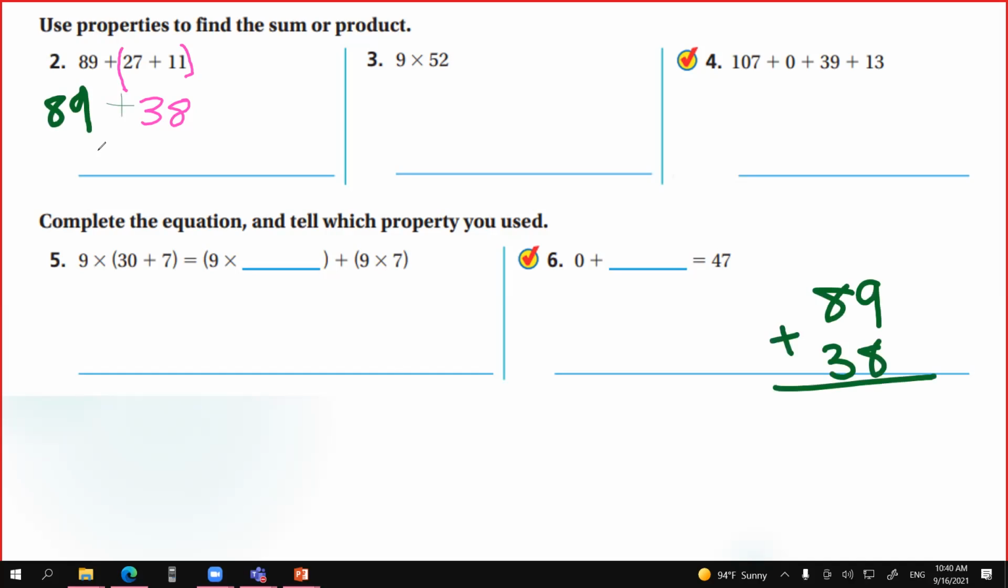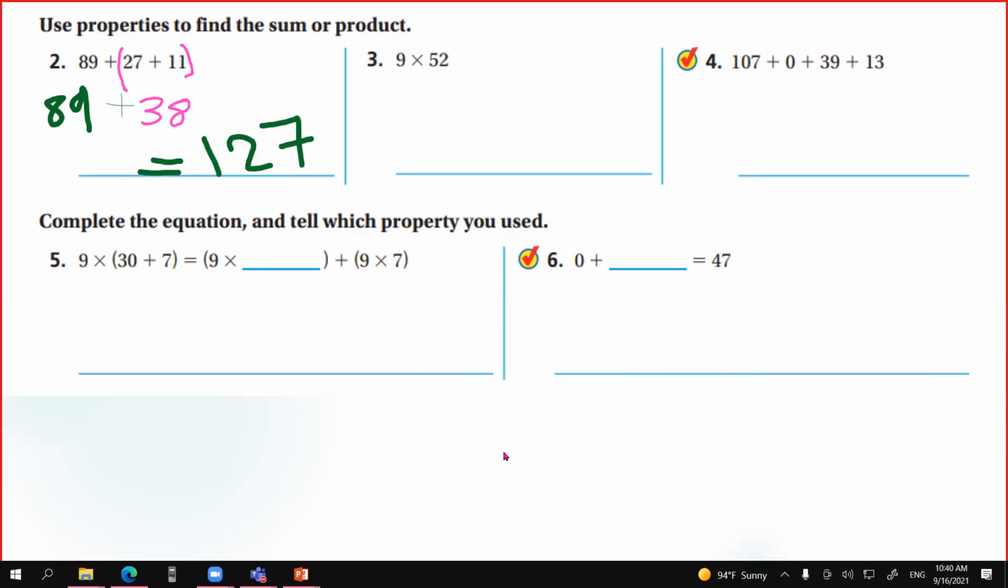9 plus 8, 17. You have to put 7 down, and the 1 of the 10s up. Then 3 plus 8, 11 plus 1, 12. So what's the final answer here? 127. Bravo. So now here we have 127. Is it clear?